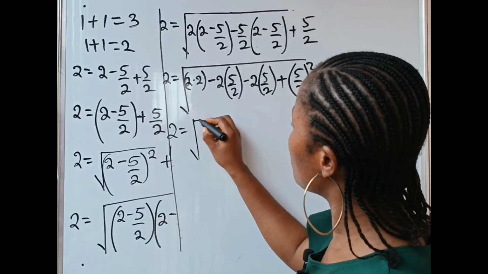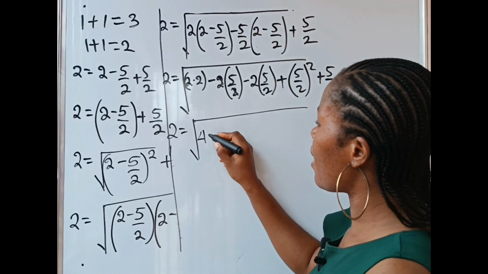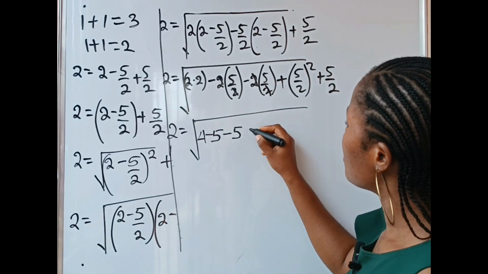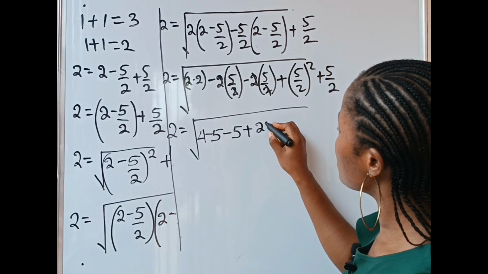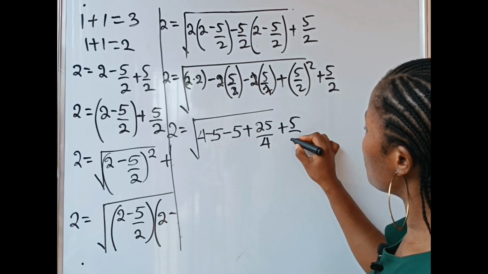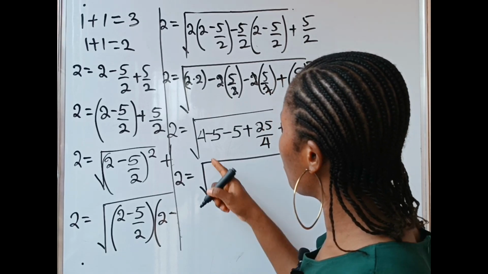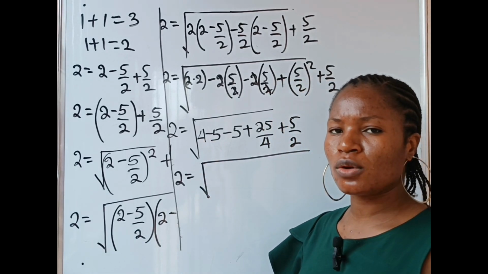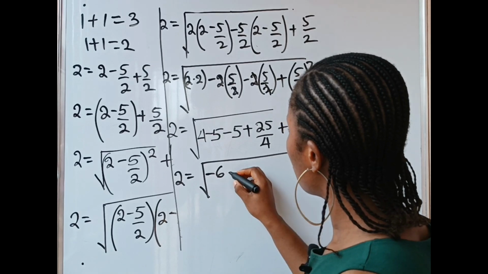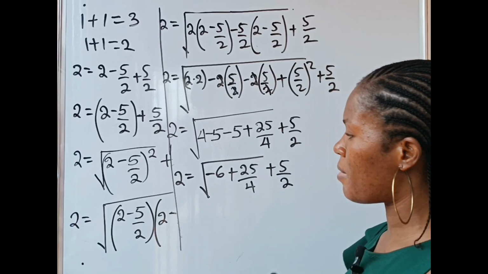So 2 is equal to the square root of 2 times 2 will give us 4. Then this we cancel this, so we have minus 5 remaining. This we cancel this, we have another minus 5 remaining. Then plus 5 squared will give us 25, divided by 2 squared will give us 4. Okay? Plus 5 over 2. All right. 2 is equal to the square root of 4 minus 5 will give us minus 1, and minus 1 minus 5 will give us minus 6. So we have minus 6 plus 25 divided by 4, okay, then plus 5 divided by 2.